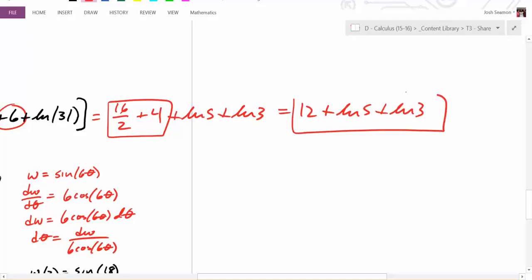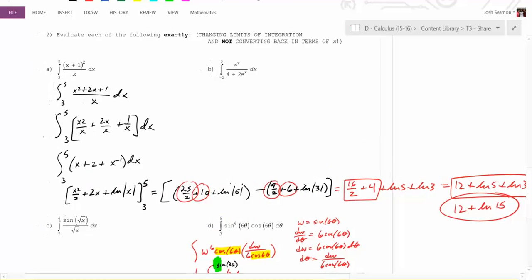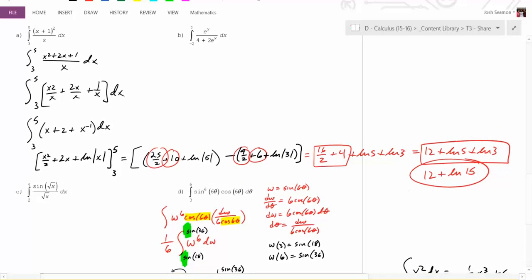I would love you to stop right there. That would be awesome. But what can you do if logs are added together? Remember? Yeah, so you're going to have 12 plus ln of 15. That's also it. Okay, so these last two, let's just write down what we think the W should be. What do you think the W substitution on this one should be?